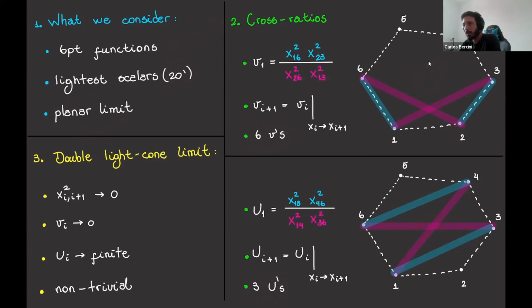We are going to study these correlation functions in a very particular limit called the double light cone limit. In this limit, we're going to make all these distances null, so x_{i,i+1}^2 goes to 0. This means that all these v's that I just defined are going to 0, while the u's remain finite. That also motivates why we are looking at 6-point functions, because if we look at 4- or 5-point functions, no squares and no pentagons, they do not have finite cross ratios. So in this sense, the 6-point function is the first non-trivial case. That's why we're studying it.